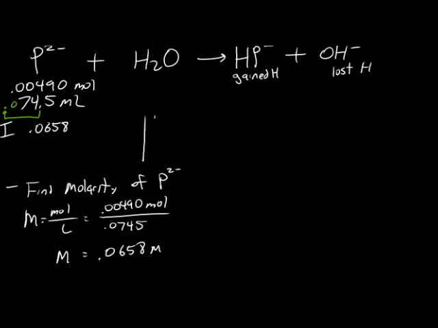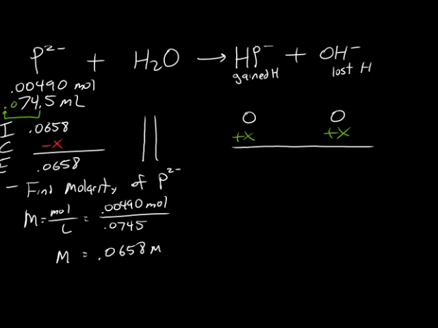We don't have to write anything for water, and we don't have to write anything other than 0 for HP- and OH-. We know that we're going to lose a little bit of P2-, but not very much, and we'll gain some of HP- and OH-. Therefore, we can write that our P2- is now 0.0658 minus X, and our HP- and OH- are both X.